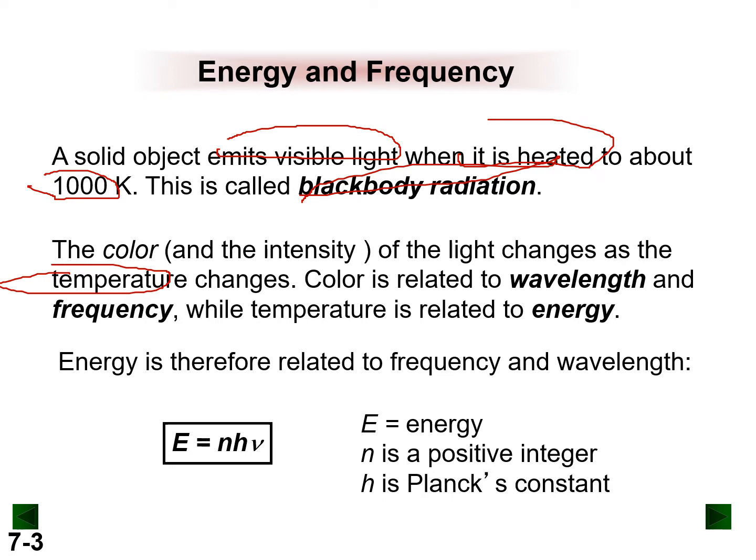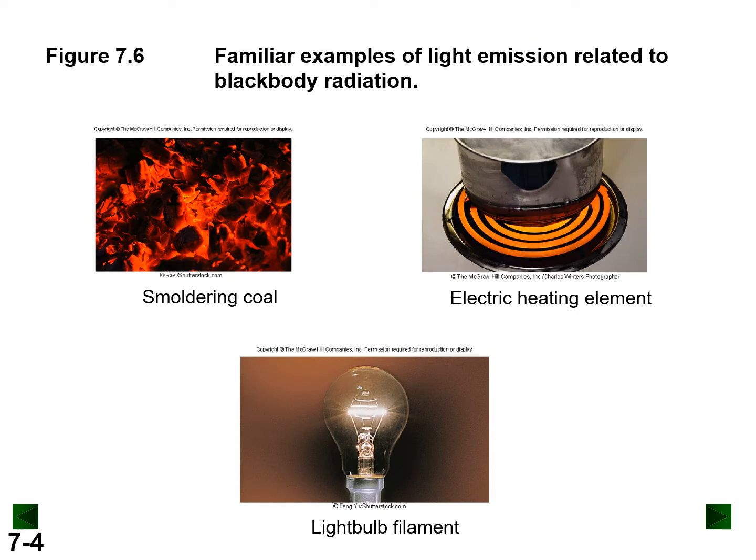The color also relates to wavelength and frequency, while temperature relates to energy. So the relationship between energy, frequency, and wavelength gives us these equations, where E equals energy and h equals the Planck constant. As you can see from this figure, these are examples of light emission related to black body radiation, such as smoldering coal, an electric heating element, and a light bulb filament.